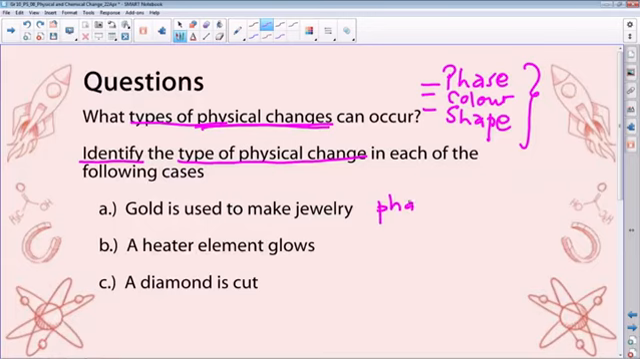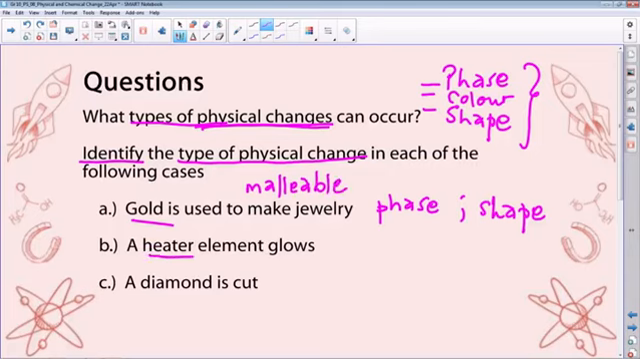Then when it sets, it takes that shape. So this can be a phase change as well as a change of shape, because I would also accept the change of shape. But it also has to do with the phase, because to mold it into a different shape, gold is a metal. Remember, it is malleable. If it's malleable, it means it can be molded into any shape.